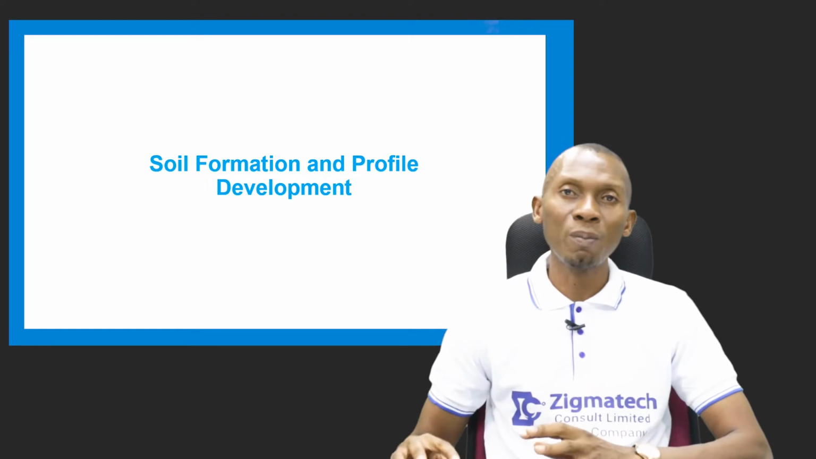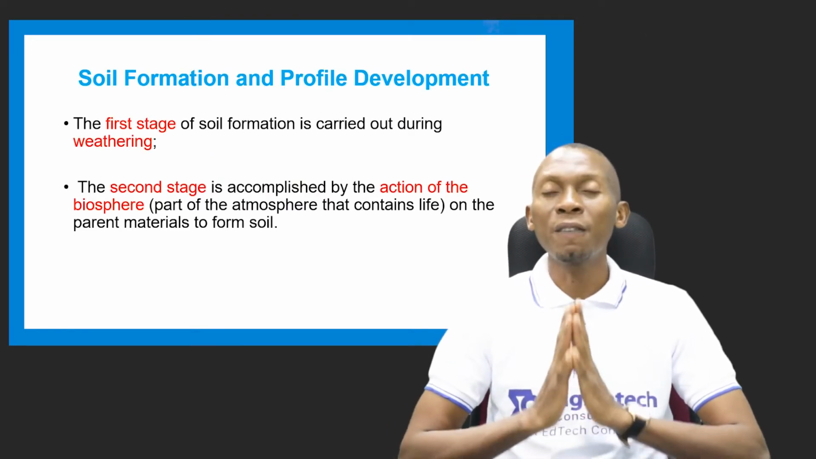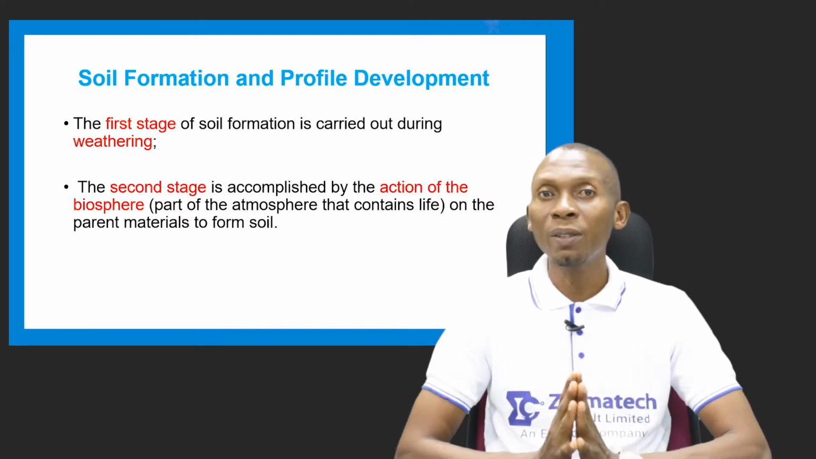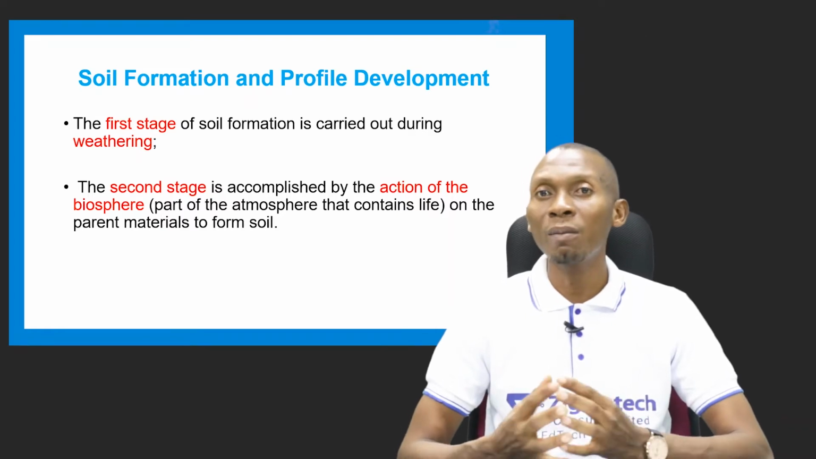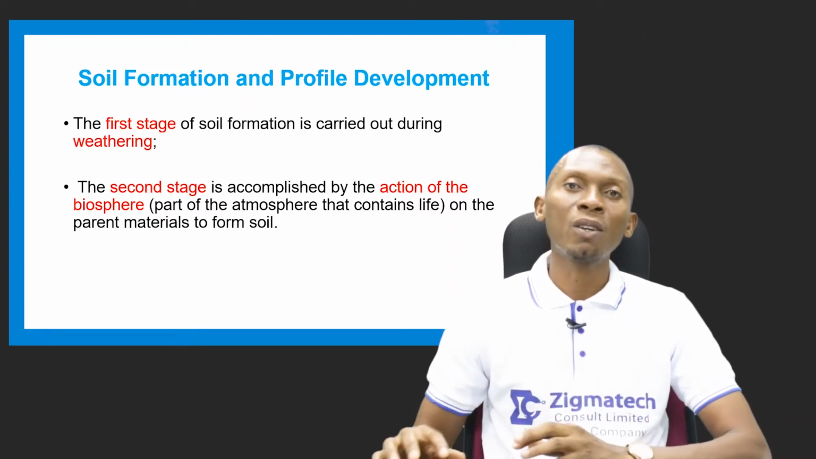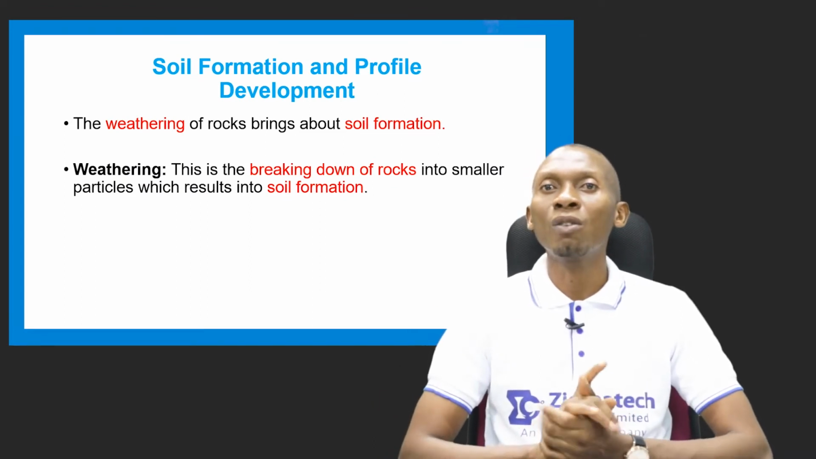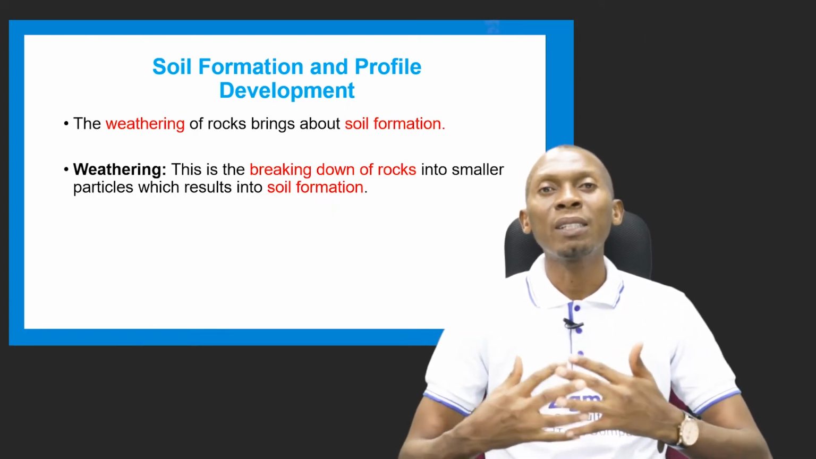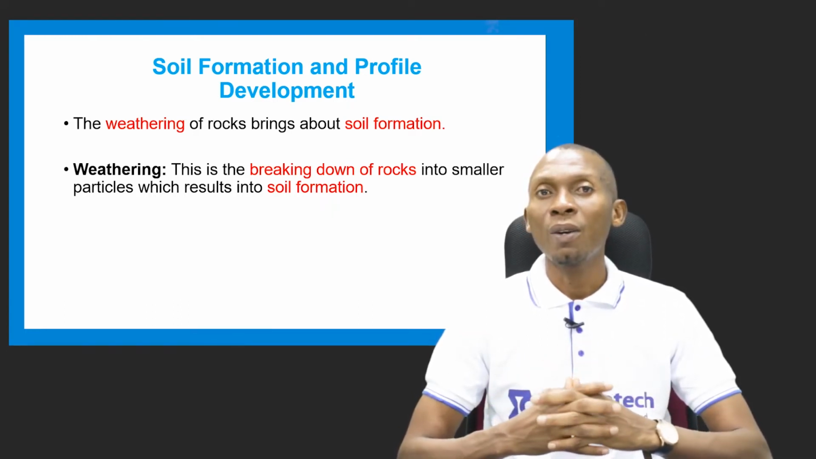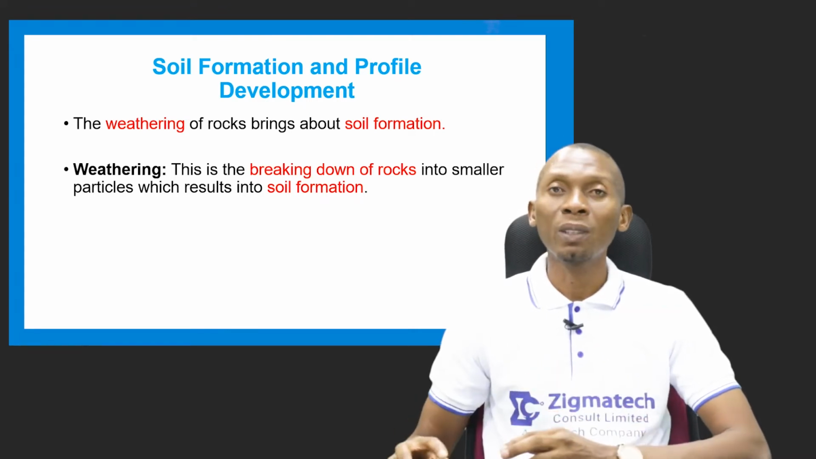Now let's look at soil formation and profile development. Here we know that the first stage of soil formation has to do with weathering, while the second stage has to do with the action of the biosphere, which has to do with the living part, or the part of the earth that contains life. Weathering has to do with the breaking down of rocks to form soil, and when these rocks are broken down into tinier pieces, the soil is eventually formed after a long time.